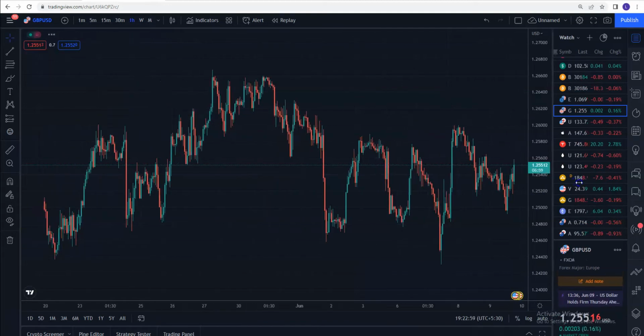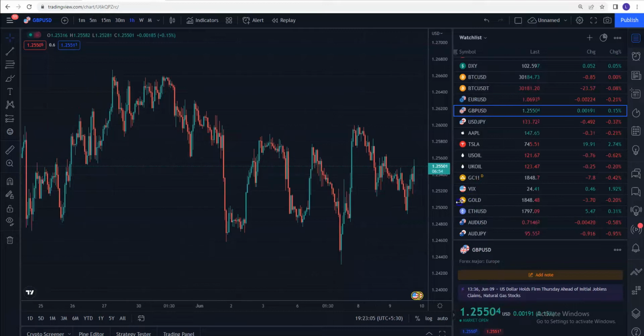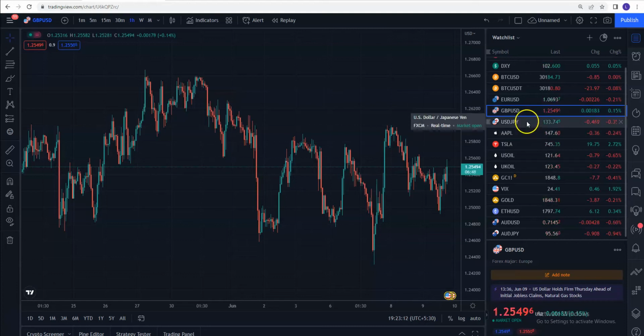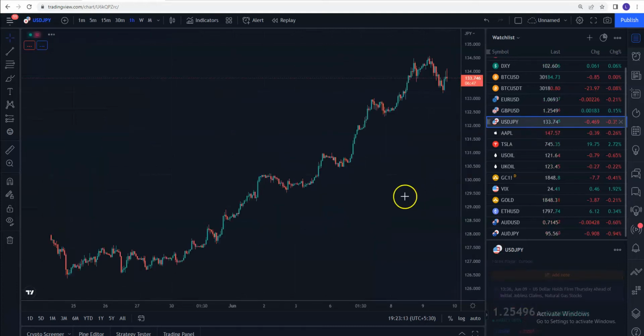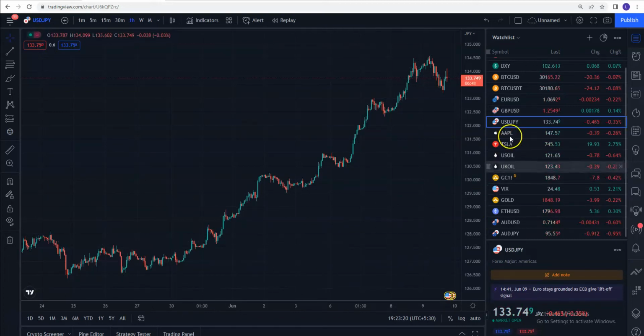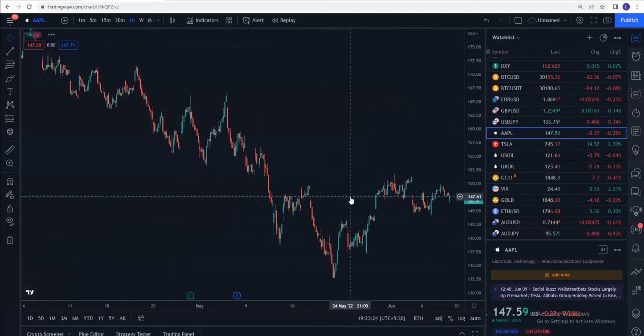But I want to start first with the Forex pair that I've already chosen here on top, which is the Great British Pound US dollar pair. I can change it as well. I can go down and change the pair, and then it will show me another chart, which is the US dollar versus the Japanese yen. And I can go to stocks if I want to see stocks.